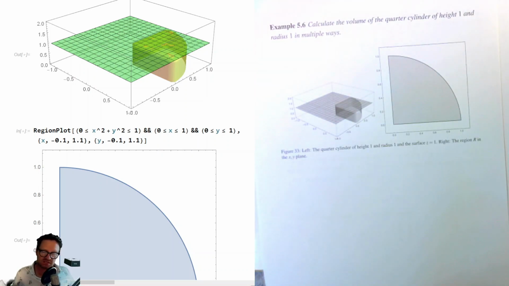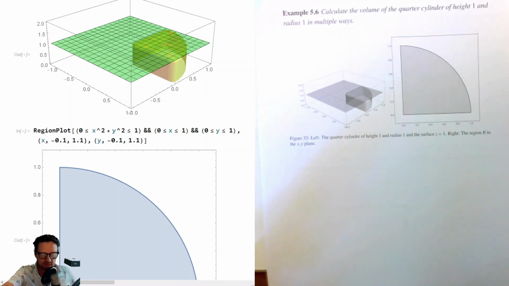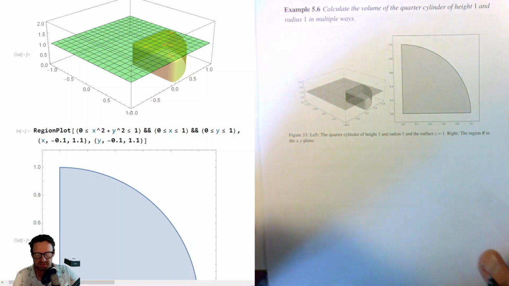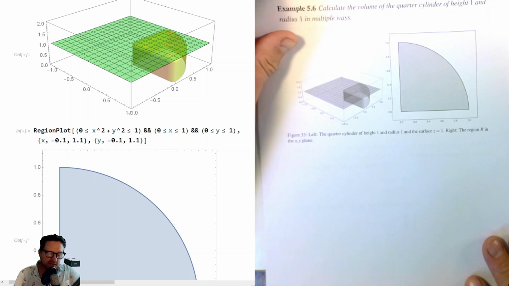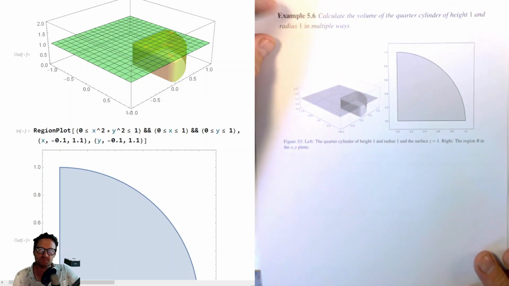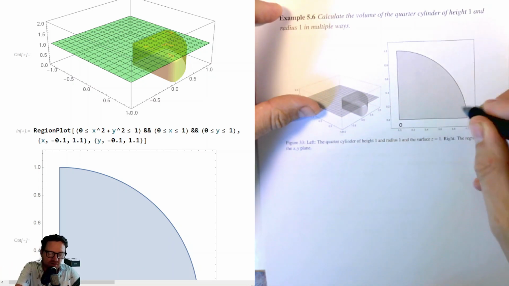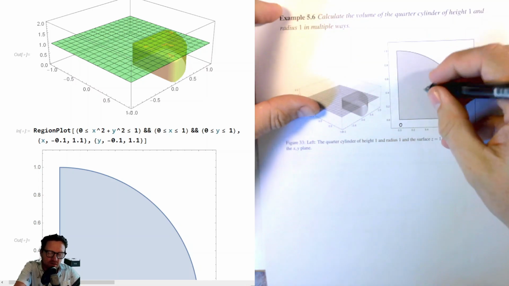Okay, so let's use this now to calculate the volume of a quarter cylinder of height 1 and radius 1, and we'll do this in a couple of ways. All right, so the first way involves us using the techniques we learned previously. So we've got x going from 0 to 1 in this region here.